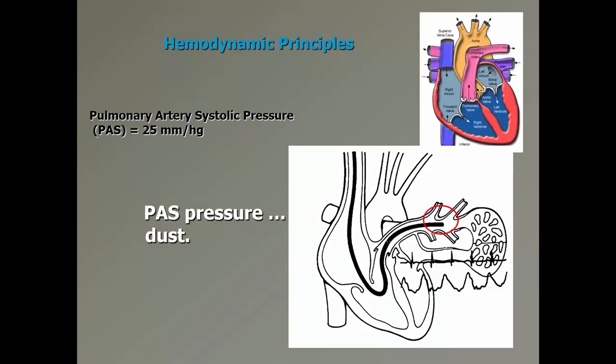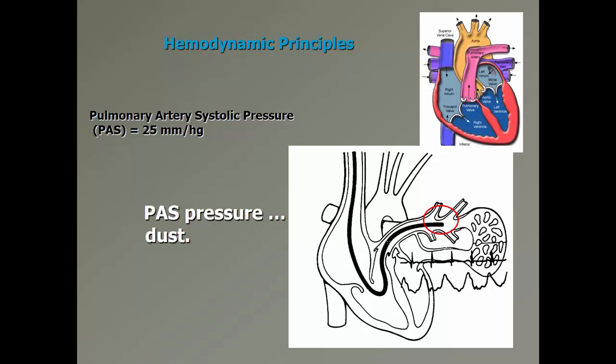Now let's talk about the next value that we're going to get, and that's the pulmonary artery pressure. PAP, pulmonary artery pressure. As with every artery in the body, there is a pulmonary artery systolic pressure and a pulmonary artery diastolic pressure. The normal pulmonary artery systolic pressure is 25. Now, why do I say pulmonary artery systolic pressure, or PAS, is dust? It is dust because we don't use it in this course. You don't have to know about it.